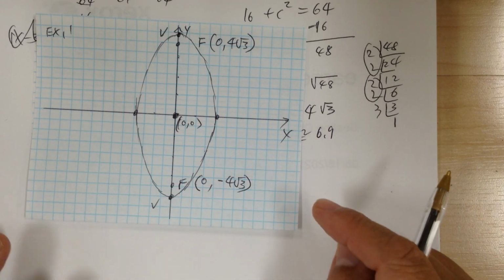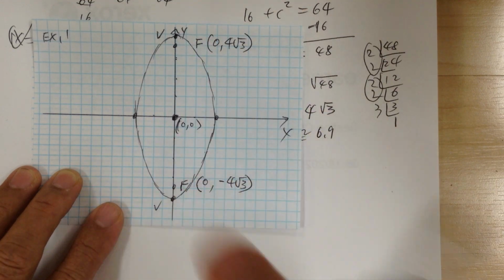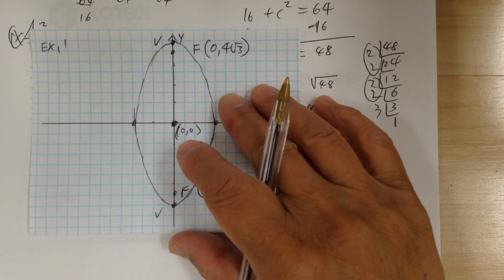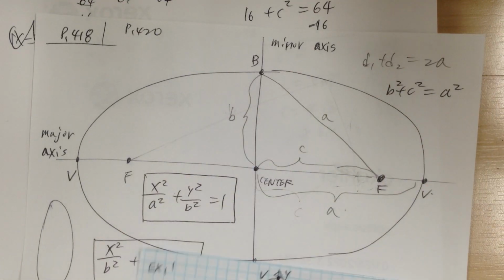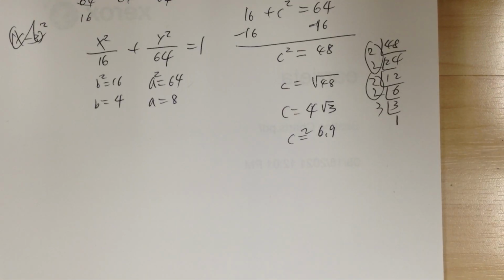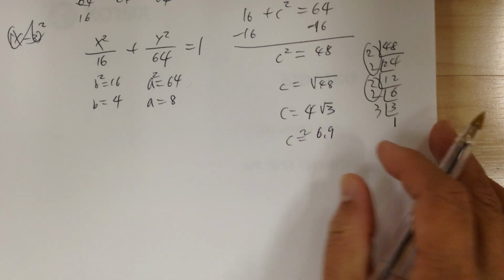So that's it. Okay, so again, here's your graph, and here are your foci. Once you know all your parts, then after a few practice, it's not too difficult. Okay, let's go to example 2.